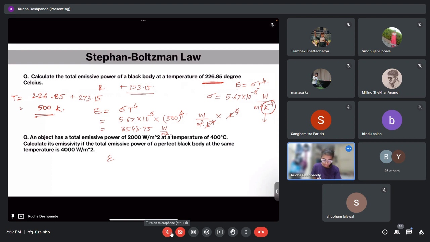So emissivity is the emissive power of a body to that of the emissive power of a black body, right? So you can use this to arrive at your answer.